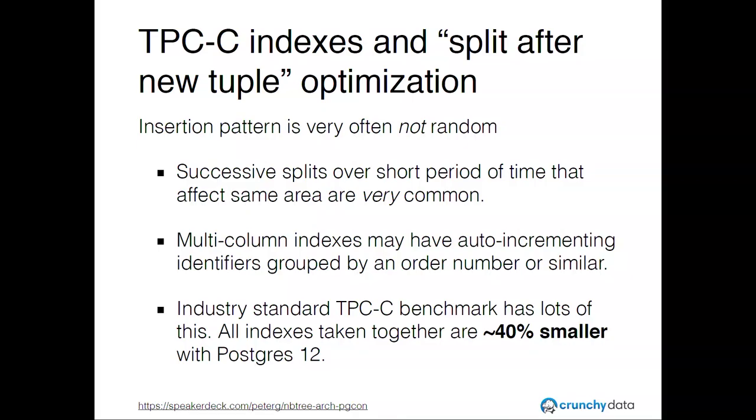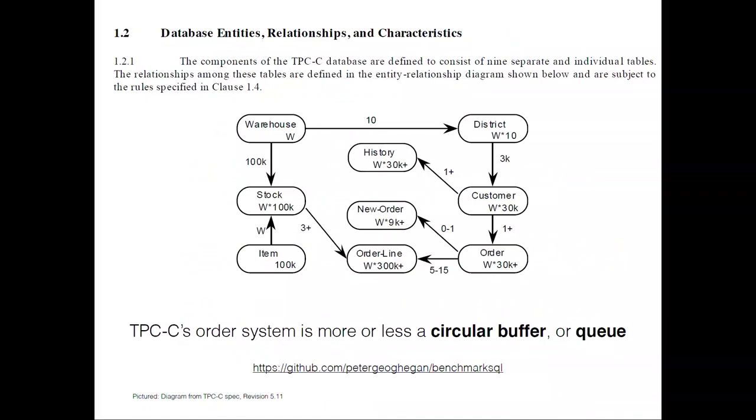I prefer to think of this as optimizing what was previously a pathological worst case, and we'll see why in a minute. So anyway, the TPCC ordering system is more or less a circular buffer or queue where we continually batch insert new orders, and then later on we delete the orders following simulated post-processing in the business rule that the app, that the benchmark simulates.